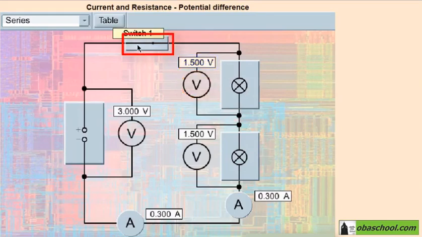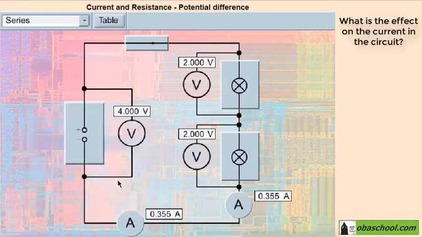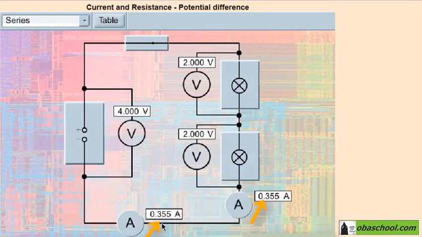Let's click the power source to open the component dialog box. And now we will use the slider to change the setting of the power supply to about 4 volts. And then we will click OK. What is the effect on the current in the circuit? Yes, it increases to 0.355 ampere. Let's increase the setting again to about 8 volts.